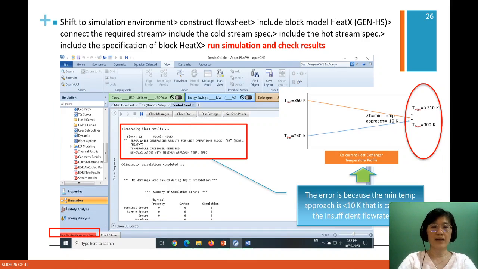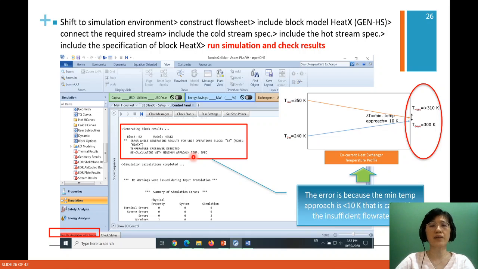Okay, now we have completed all the required information, and you will click next. You will be guided to a page asking whether you want to proceed with the simulation or not. Just proceed, run the simulation, and all these messages pop up. So let's look at this message. What is this message all about? It's saying that there are errors, and this is because of the temperature crossover detected.